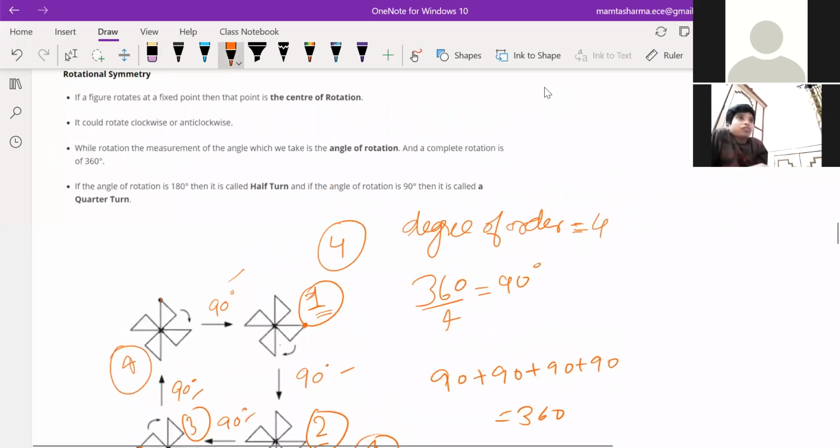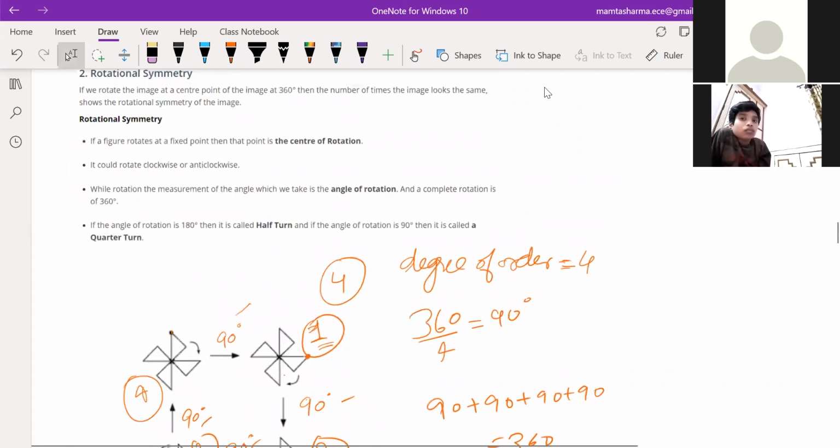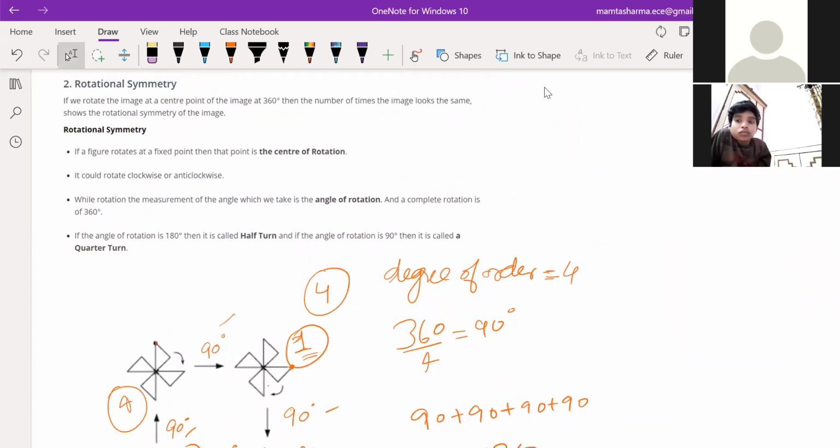Now see, I have started this rotational symmetry. So what is rotational symmetry? If we rotate the image at the center point by an angle of 360 degrees, then the number of times the image looks the same shows the rotational symmetry of the image.